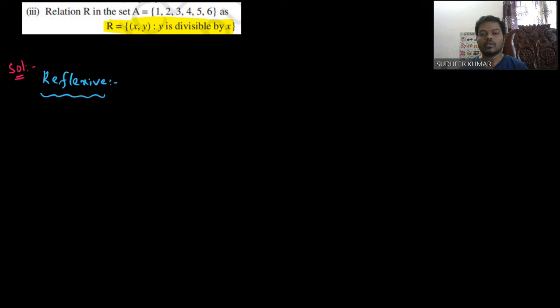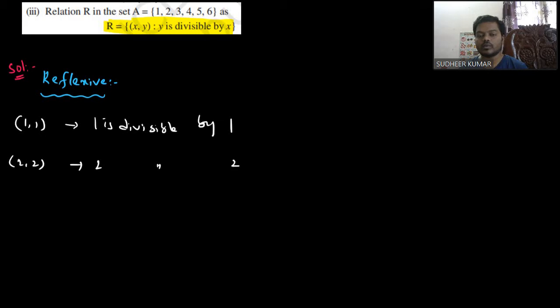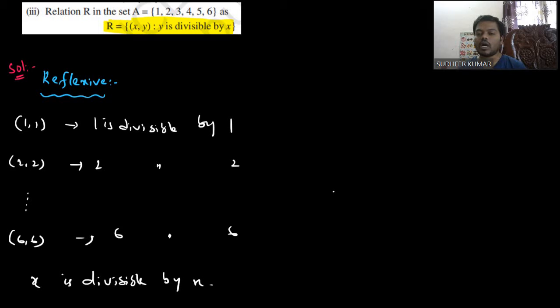Solution. So here (x, y) says that y is divisible by x. So take (1, 1). The relation is 1 is divisible by 1. Similarly 2 is divisible by 2, till 6 is divisible by 6. If we generalize that, x is divisible by x. Therefore, R is reflexive.